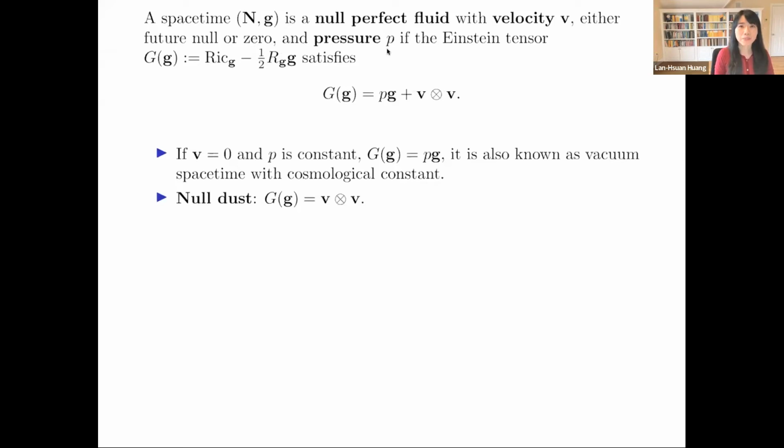And then it has the pressure P. The Einstein tensor satisfies this equation: the right-hand side, the matter field, is the pressure times the metric plus the tensor product of the velocity V. It does include several special cases. For example, when P and V are zero, it's just the vacuum case. But if V is zero and P is constant, it can also be interpreted as the vacuum space-time with a cosmological constant. And in the case when P is zero and we only have V, it's called null dust.